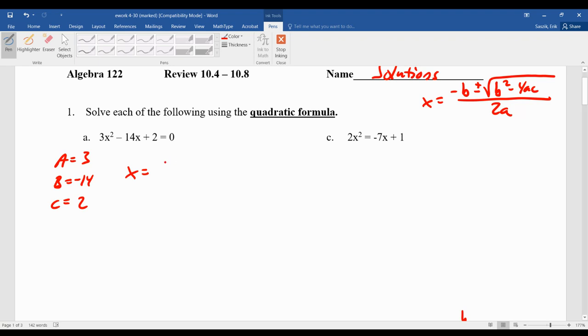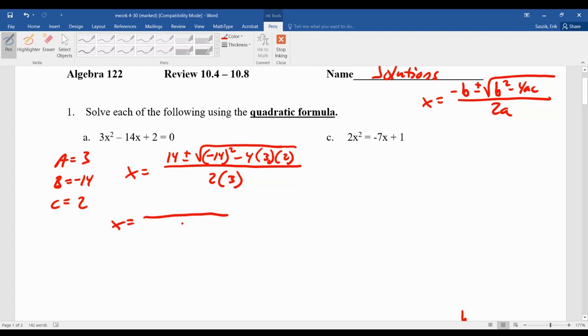Now we're just plugging in. Opposite of b, of course, is positive 14, plus or minus square root. Don't forget to use parentheses here. B squared minus 4 times a times c. Now, actually, let me finish this. This is over 2 times a. If you recall, that denominator ends up being 6.